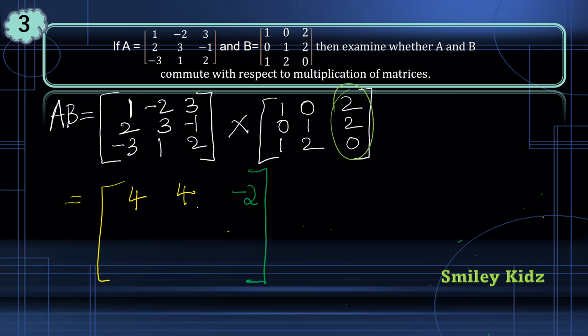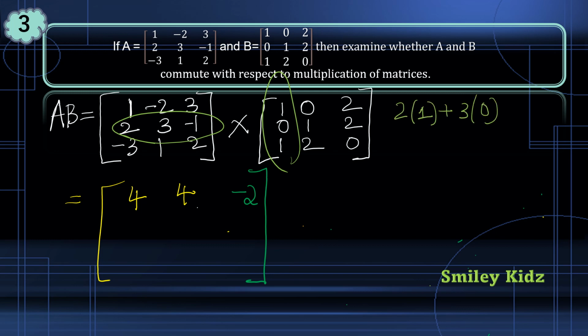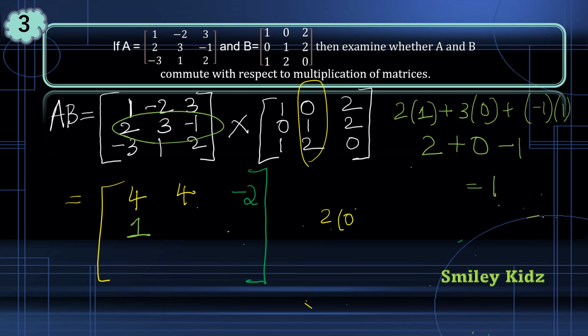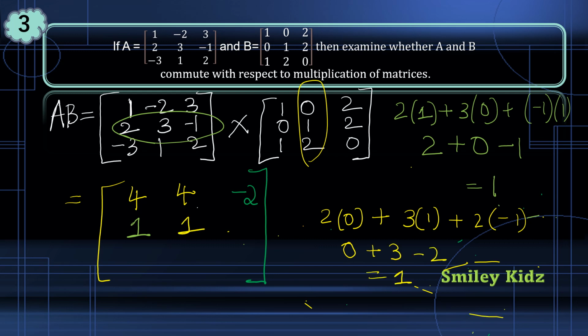Now let's take the second row with the first column. That is going to be 2 into 1 plus 3 into 0 plus minus 1 into 1. This is equal to 2 plus 0 minus 1, that is equal to 1. So here we'll have 1. Moving forward, we have the second column. That is going to be 2 into 0 plus 3 into 1 plus minus 1 into 2. What is this equal to? 0 plus 3 minus 2. This is 1 again. So here we'll have 1.